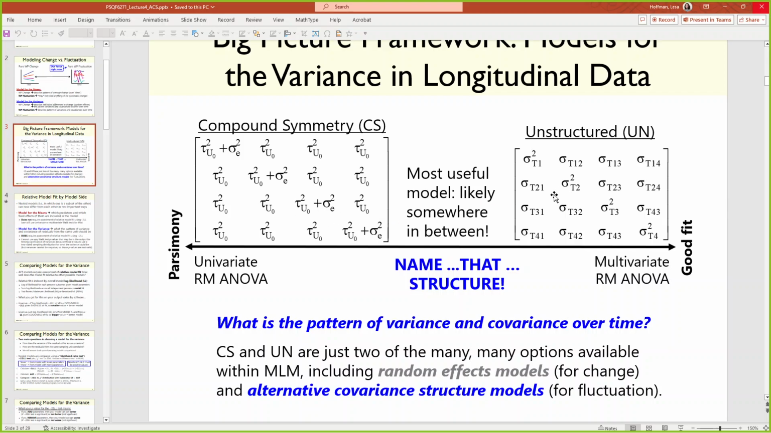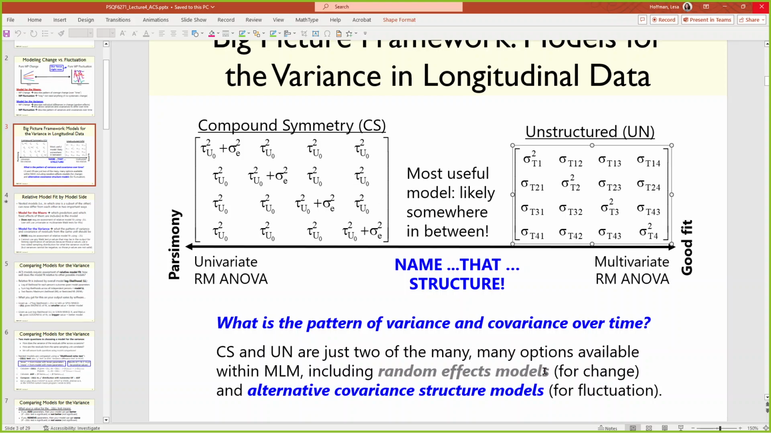On the other side of the spectrum is the unstructured matrix, meaning every variance and covariance is estimated separately, so the number of parameters increases quite quickly with the number of occasions. This one requires balanced data as well. Compound symmetry does not.